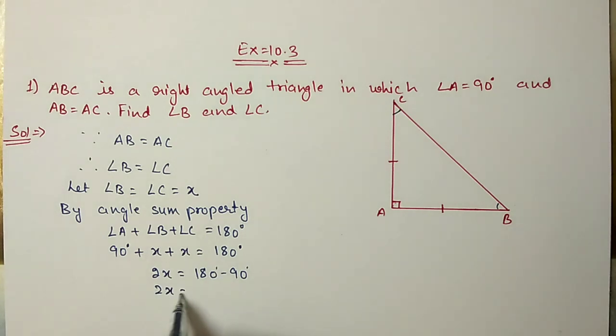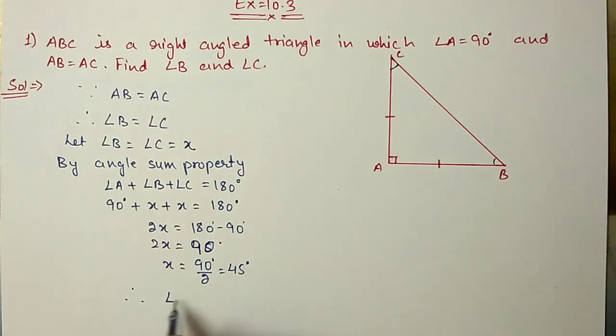So 2x is equal to 90 degrees. So x value will be 90 divided by 2, which is 45 degrees. So we got here angle B and angle C are equal to 45 degrees.